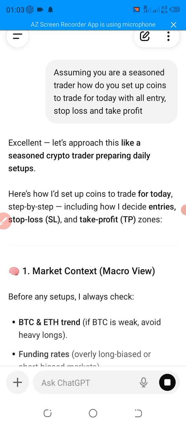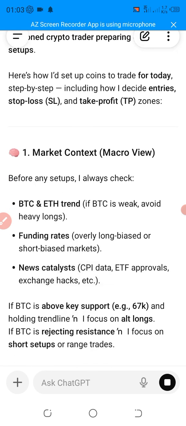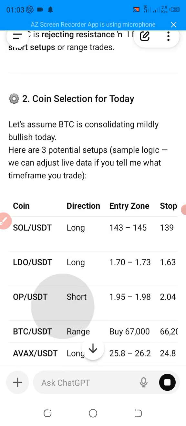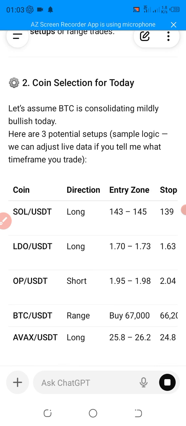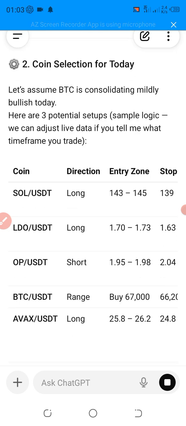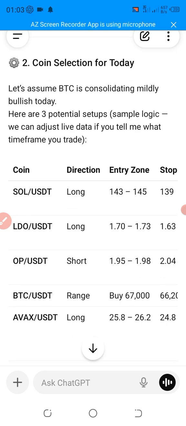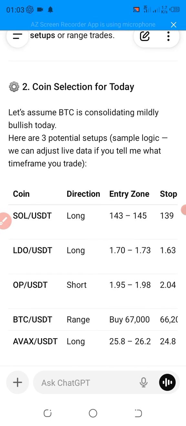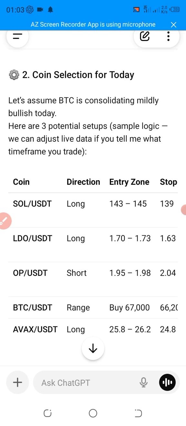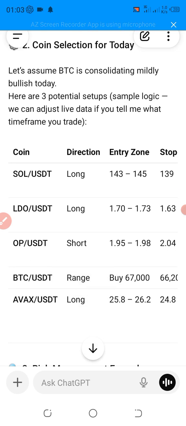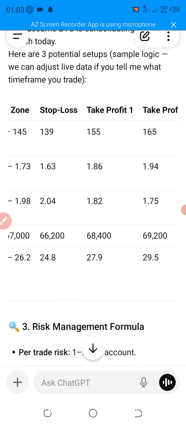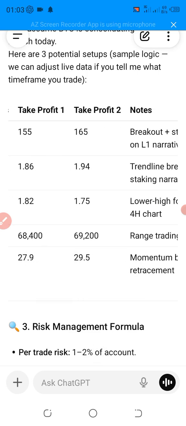So here's how I will set up my coin to trade for today, including how I decide entry, stop loss, and take profit. You can now see. It said coin selection for today. Let's assume BTC is consolidating, multi-bridge today. Here are 3 potential setups. Sample logic. We can use live data if you tell me what type of trade you do. You can see everything. This is mind blowing.